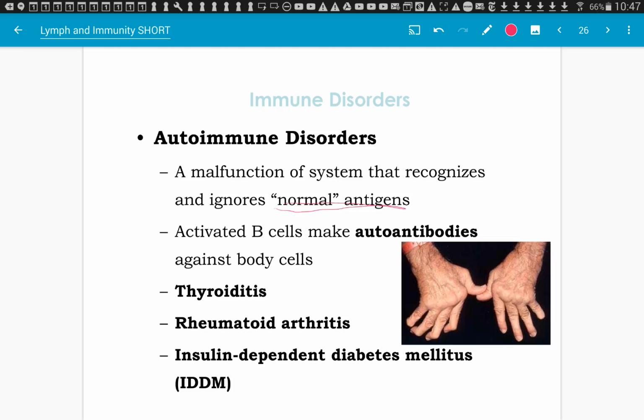So some examples of autoimmune diseases: thyroiditis. Your immune system attacks your own thyroid gland. That's no good. Rheumatoid arthritis affects the synovial joints, and usually it's bilateral, so if it affects the right hand, it will also affect the left. And then also there's a form of diabetes that is also autoimmune.